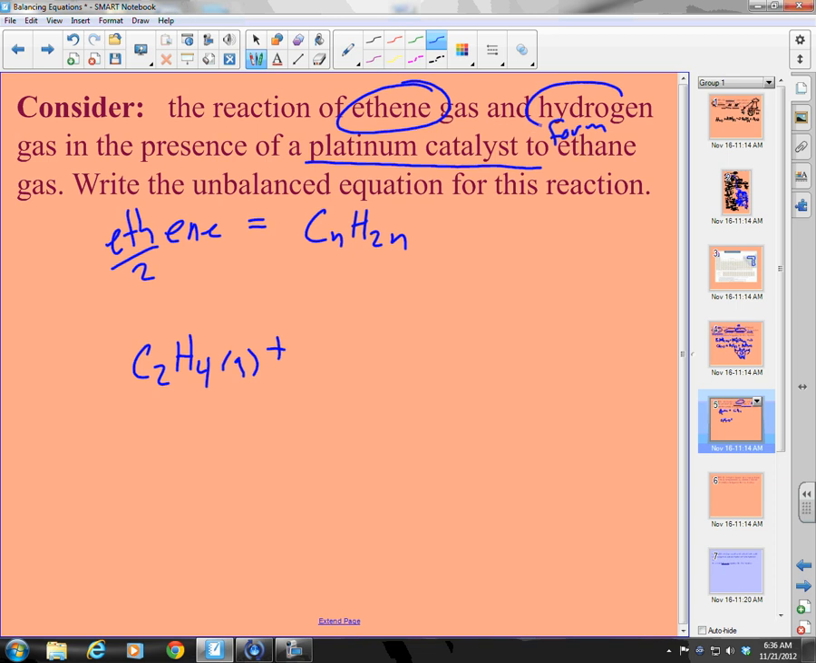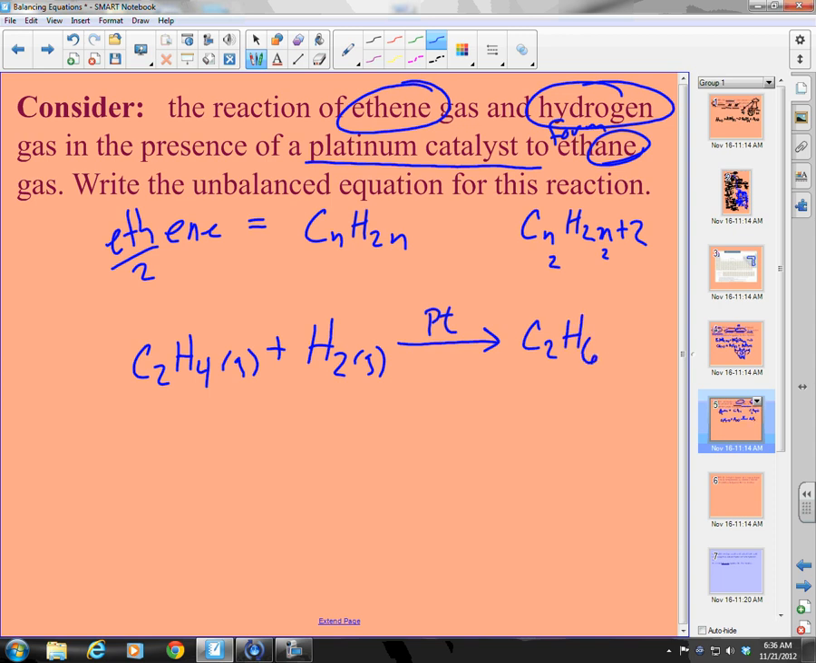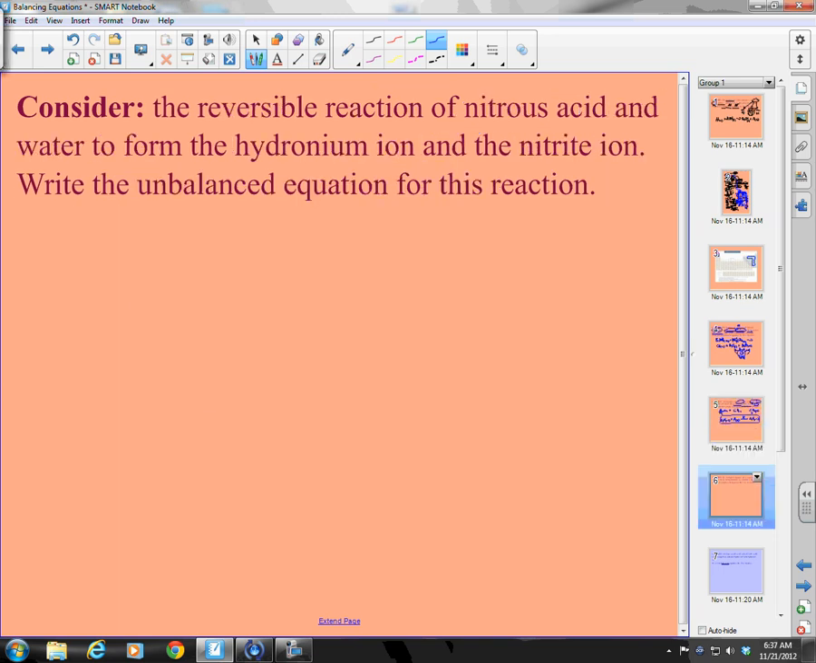Aha, hydrogen. It's a diatomic molecule. I brought clay from our new house. That means it can't be just H. It's got to be H2 gas in the presence of a platinum catalyst. Hey, where do I put a catalyst in my reaction? Over my arrow, to form ethane. Ethane, that means it's an alkane, CnH2n plus 2. So n is equal to 2, C2H6 gas. Excellent. How many of you had that right? Boola boola. Cool.